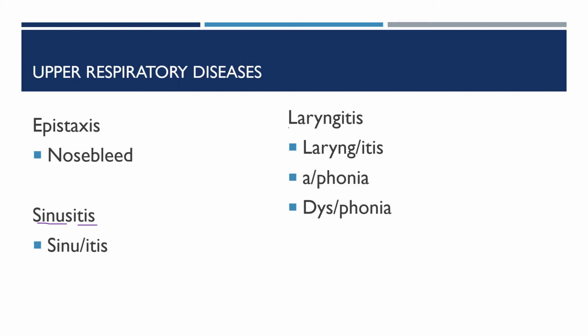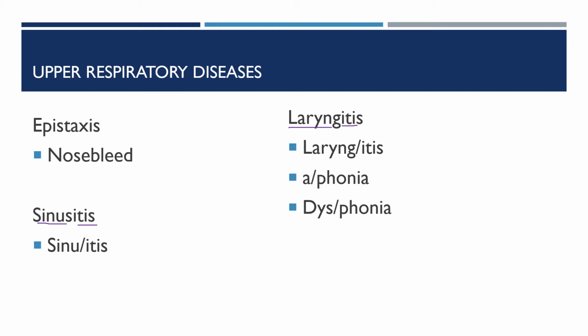Laryngitis is along those same lines. Laryngitis, laryngo is what part of the body? The larynx, which is your voice box. So laryngitis is inflammation of the voice box. In this case, it's going to interfere with communicating, with speaking.